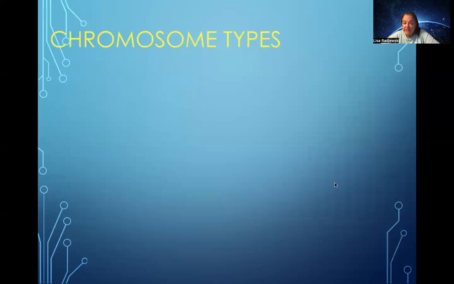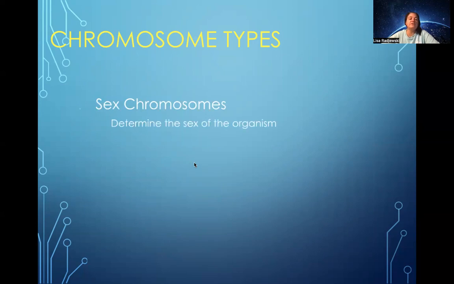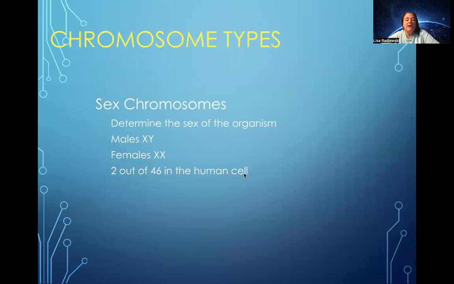All right, chromosome types. There are 2 kinds of chromosomes. We have sex chromosomes. Sex chromosomes determine the sex of the organism. So a male has 2 chromosomes that do not match, which is XY, and for females, it would be XX. They would both match.